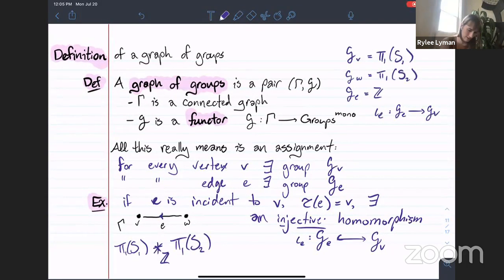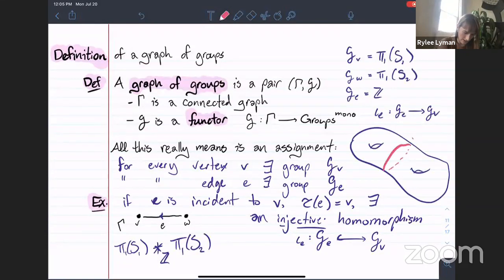So let me draw the picture that I have in my head so that I don't leave you behind. I had my genus 2 surface. I had my separating curve gamma. And it will really send it to gamma, thought of as an element of the fundamental group of the left-hand side. And then the other inclusion will be the same thing, just with the roles of the sides flipped. Okay. Any questions so far?